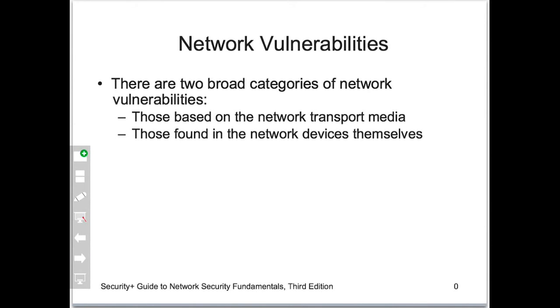So there are 2 broad attacks that can occur on a network and can attack vulnerabilities. One is those based on network transport media, like Cat5 cable being exposed in a building to where hackers can come up to a port in a room or in a hallway and plug in and connect to the network. So transport media is one, and then the other is through network devices themselves, where they can basically connect to a device on the network.